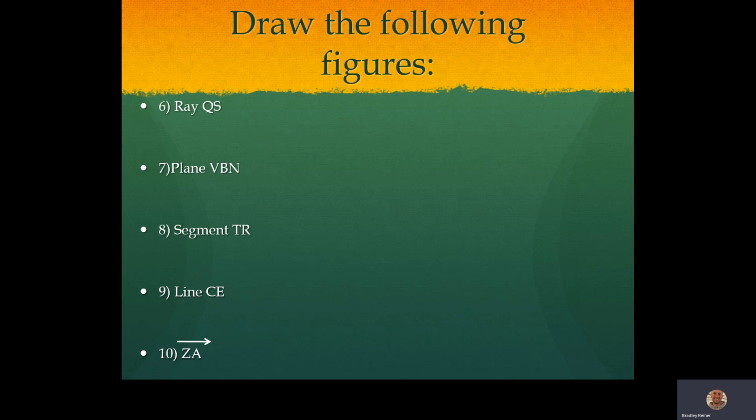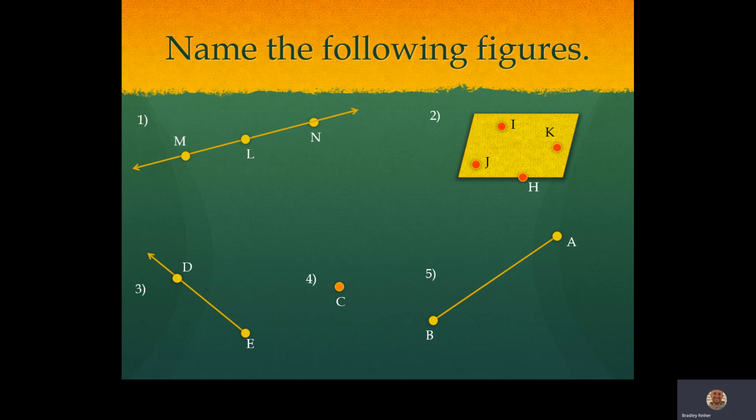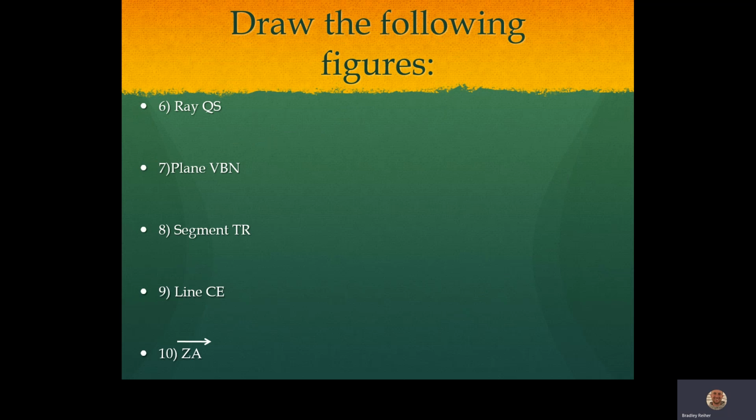Number 8, we need to draw a segment. Segment TR. Since it's segment TR, we know the endpoints are T and R. Doesn't matter what order. So if we go back to the other slide, number 5, that's your segment. Put a T in one of those spots, in the A or the B spot, and put the R in the other one. Again, it doesn't matter if your segment is moving upwards to the right, like this number 5. You could have a horizontal segment or a vertical segment or a segment leaning the other way. A lot of options there.